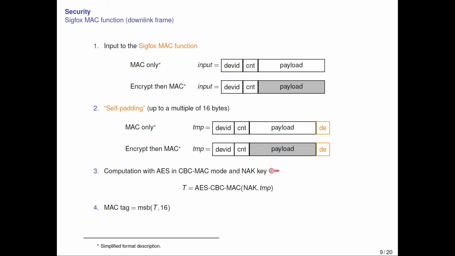The same holds regarding a downlink frame. Starting from a clear frame or an encrypted frame, the first bytes are appended to the frame in order to get a 16-byte block. The output yielded by the CBC MAC calculation is then truncated to 2 bytes.